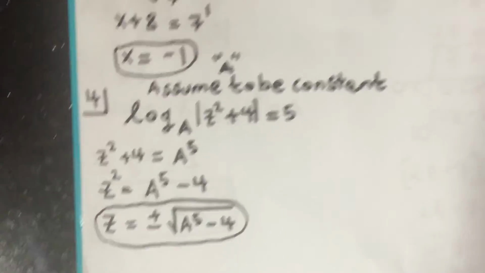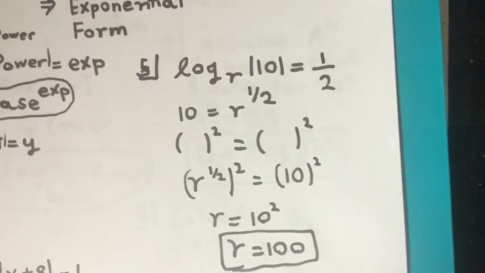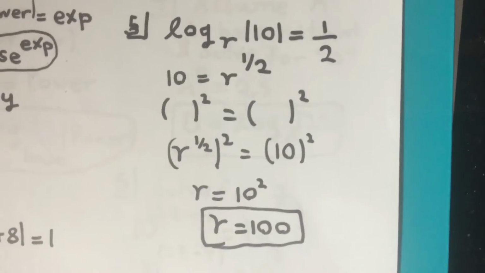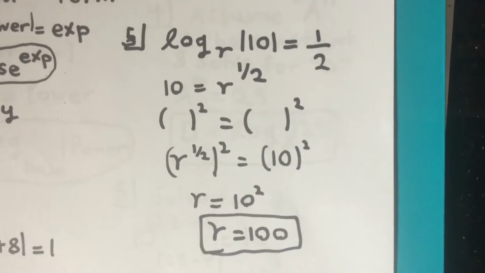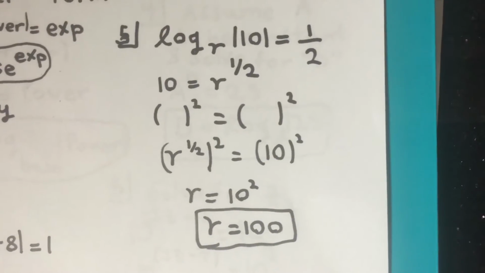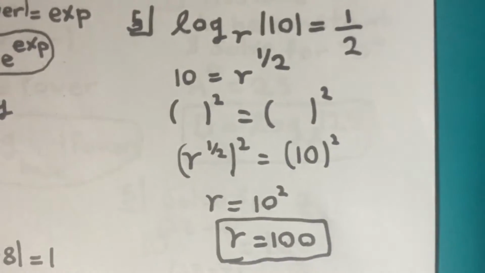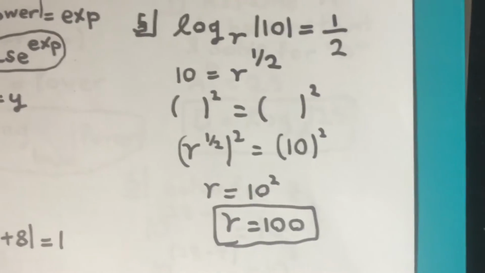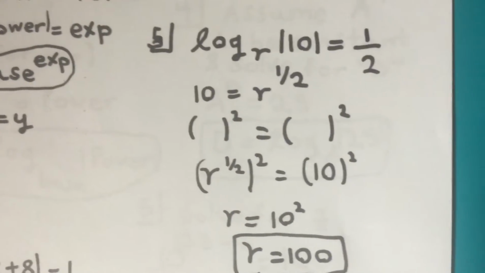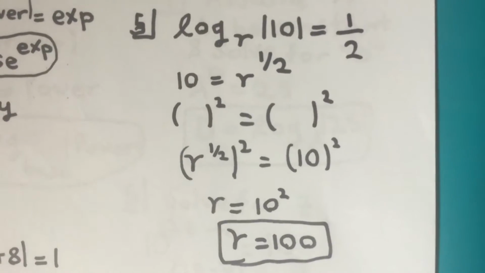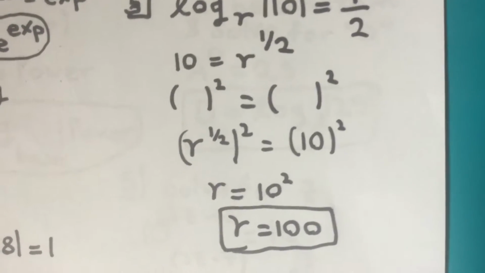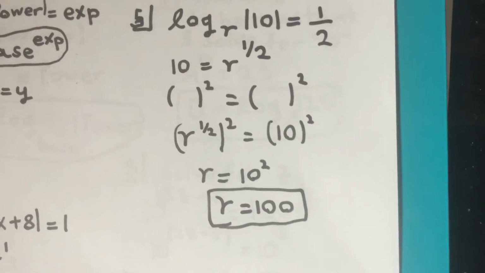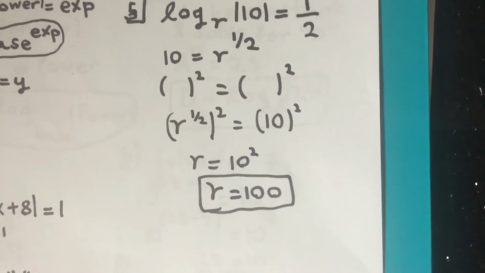Now, in the next example, the last one I mean, we have log, the base being r, of 10 is equal to 1 over 2. If we rewrite that, we have r to a fractional exponent power, 1 over 2, or the square root of r. Either way, it's fine, whichever way you write it. Take the square root of both sides. Then you end up with r being equal to 100.